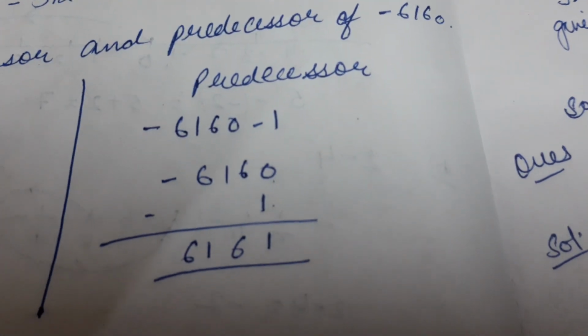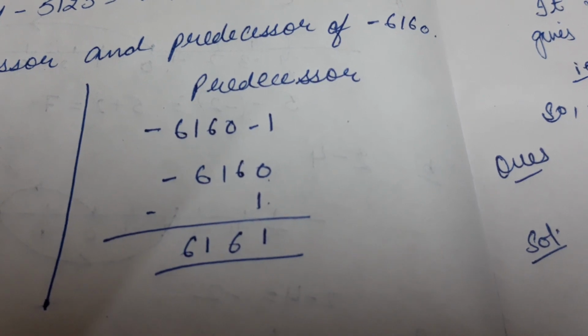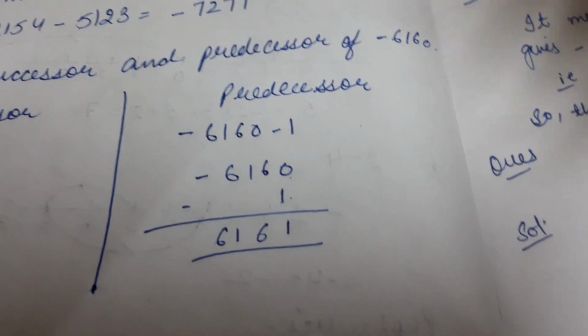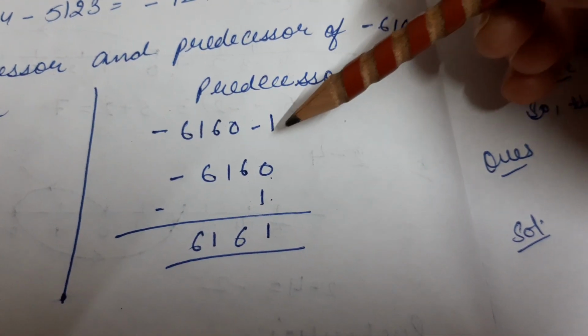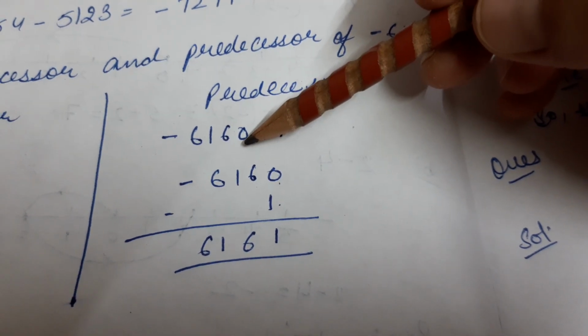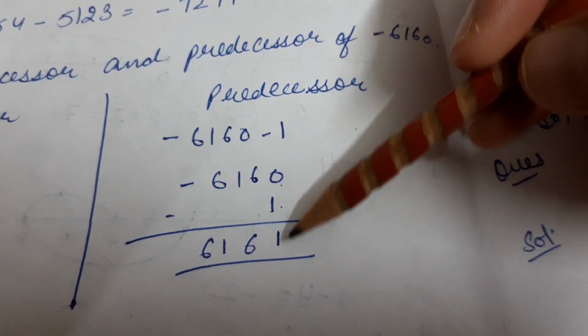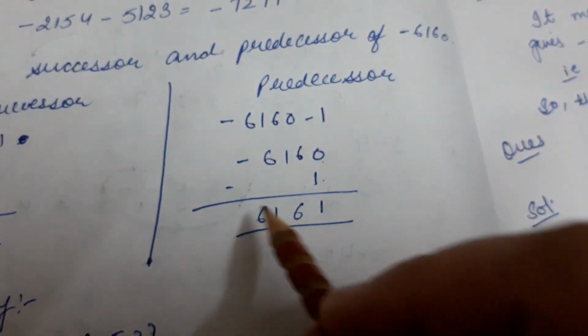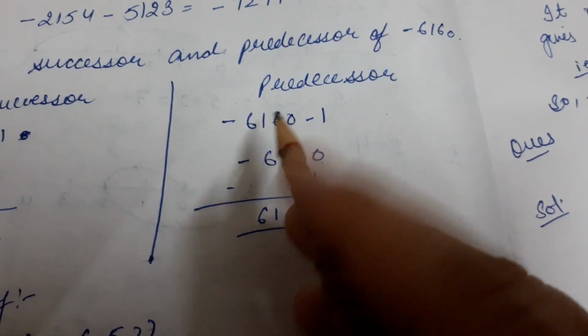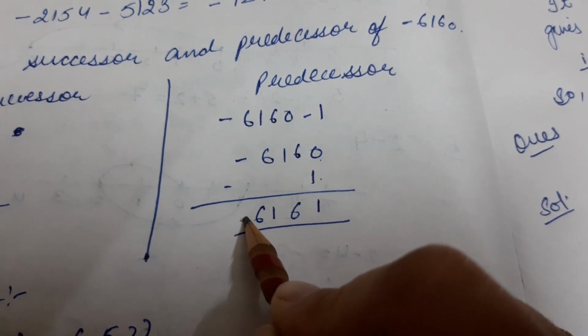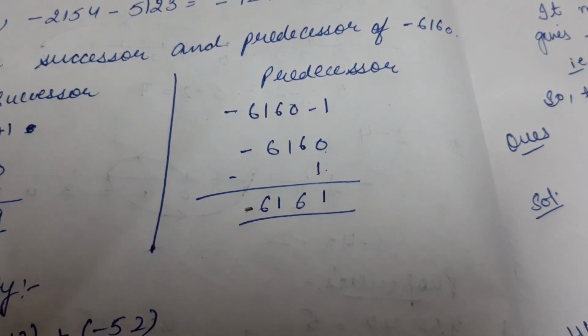Now what is the predecessor? Predecessor means when we subtract 1. So here both the integers are becoming negative. If we have the same sign, we add them. So after addition, the answer is 6161. But the sign will be common here, minus 6161.